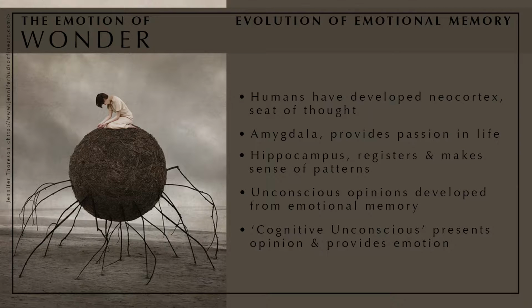In order to understand the emotion of wonder, a basic understanding of how the brain creates emotions might produce further insight into how wonder might be understood. Humans have developed a neocortex, a part of the brain which is larger than in any other species and separates humans from other primates. The neocortex is the seat of thought.